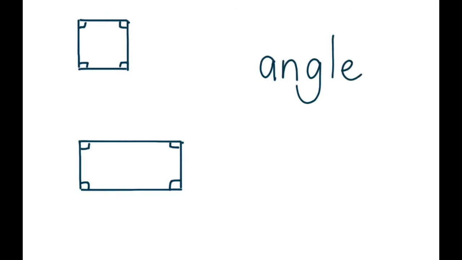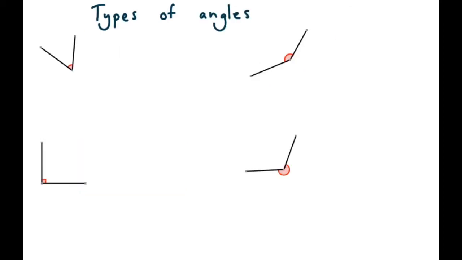It's LE at the end, angle. Now we're going to look at some different types of angles. There are 4 special names for some of the basic types of angles.